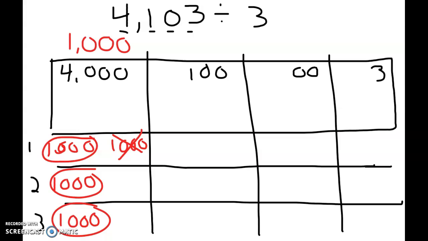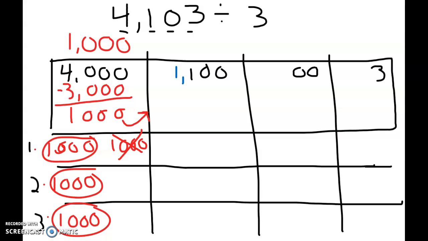Then I'm going to look at how many thousands I already divided so far. 1, 2, 3 thousands. And I'm going to subtract it from my total thousands. So I already used 3 thousands. I have 1,000 left. So I know that's going to bump over and regroup to my hundreds. I already have 100 in my hundreds, so 1,000 plus 100 will get me 1,100.